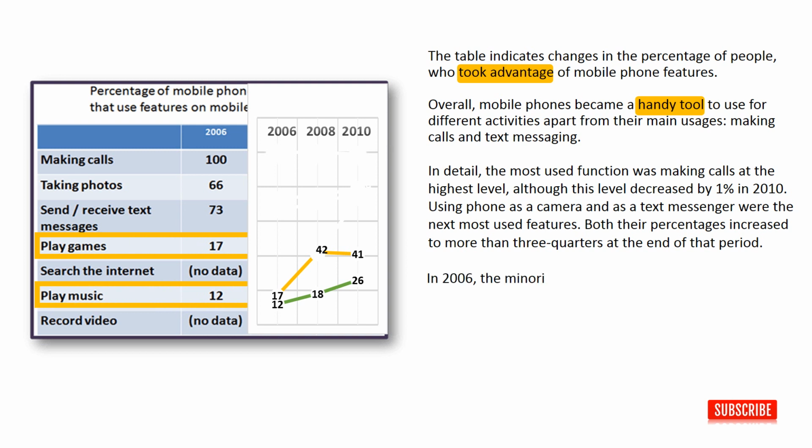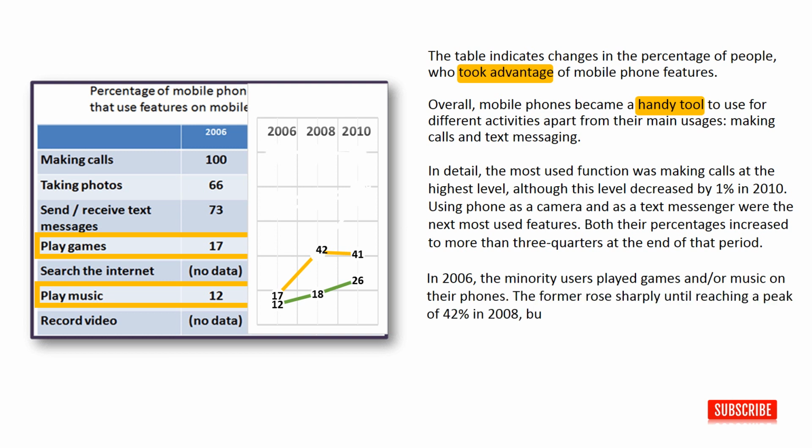In 2006, the minority users played games and/or music on their phones. The former rose sharply until reaching a peak of 42% in 2008. But the latter rose slowly to 26% in 2010. Here, the word former means the first mentioned figure in the previous sentence. In this example, it is the minority users who played games, and the word latter means the last mentioned figure. It is the minority users who played music on their phones. The word and/or means that the phone owners who used some functions at the same year simultaneously.